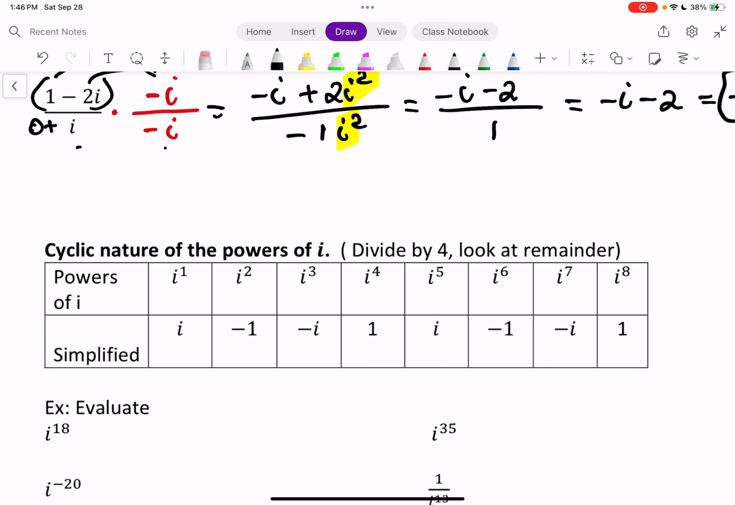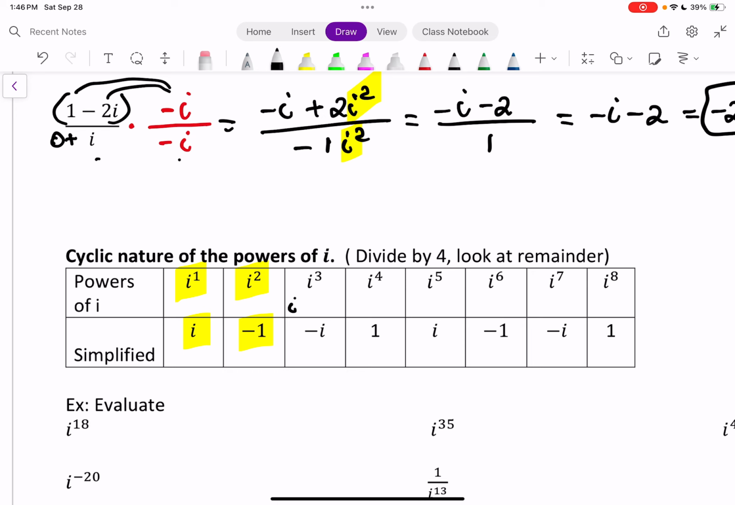So here are the powers of i. Of course, i to the power of 1, that's just i. We already know that i squared has the value of -1. However, what does i cubed equal to? i cubed is an i squared times another i, right? So the i squared part is a -1 times i. Well, there you go, -i.